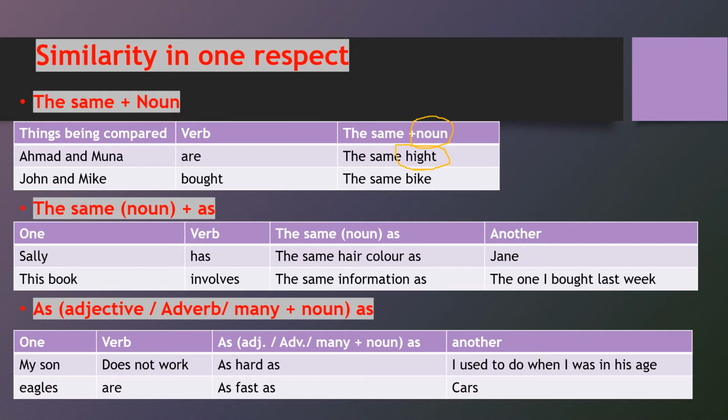John and Mike, the two things compared, both my main verb, the same bike. My tool, the same, and I have the noun bike. Fine. The next tool, look at the first tool, the same, followed by a noun.